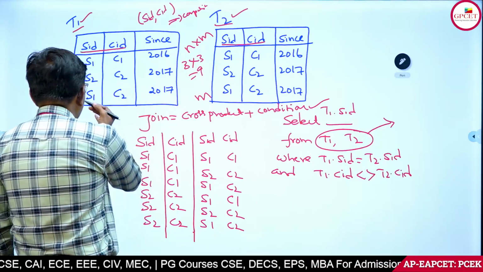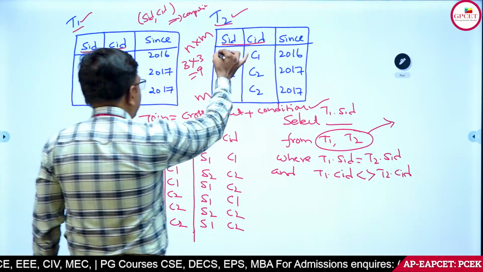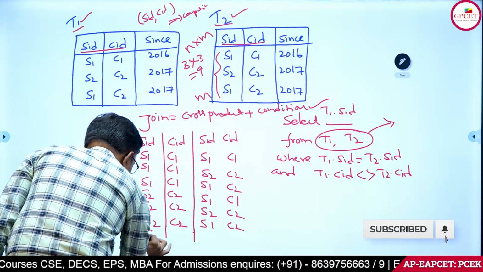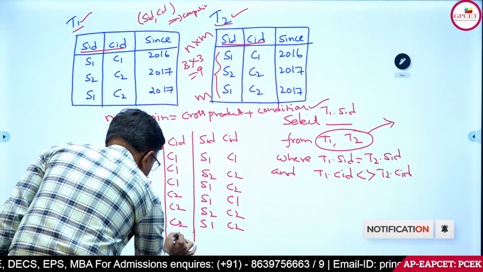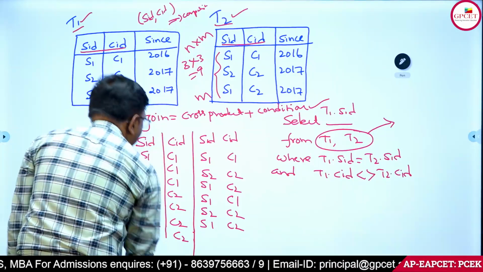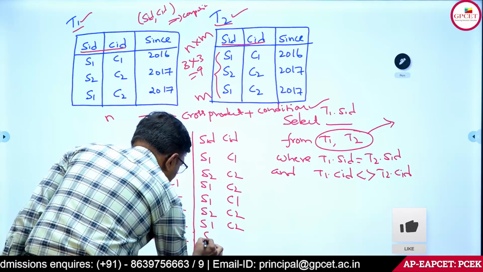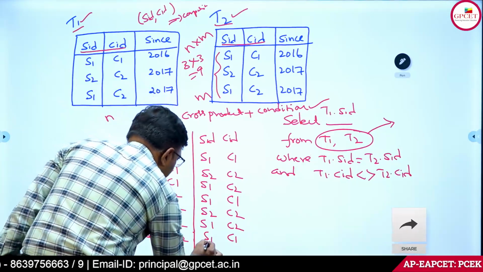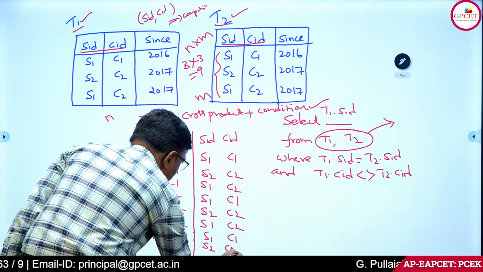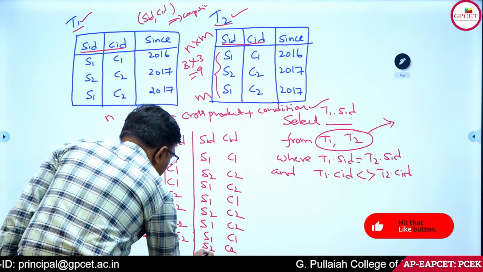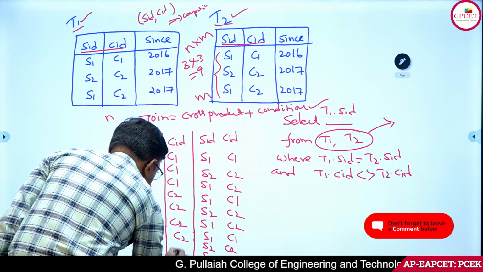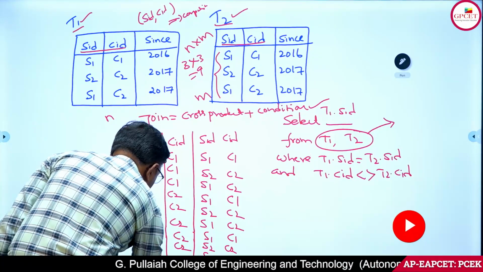Clear? Observe the last one. S1 C2 is multiplied by 3 times. The last one, S1 C2, is multiplied by S1 C1, S2 C2, and then S1 C2.